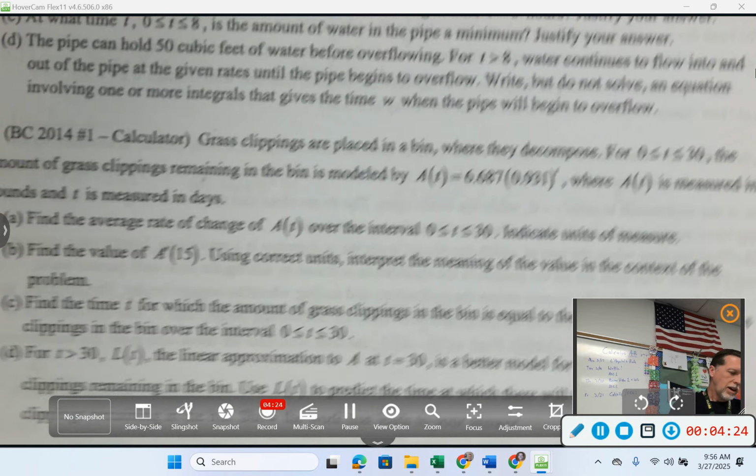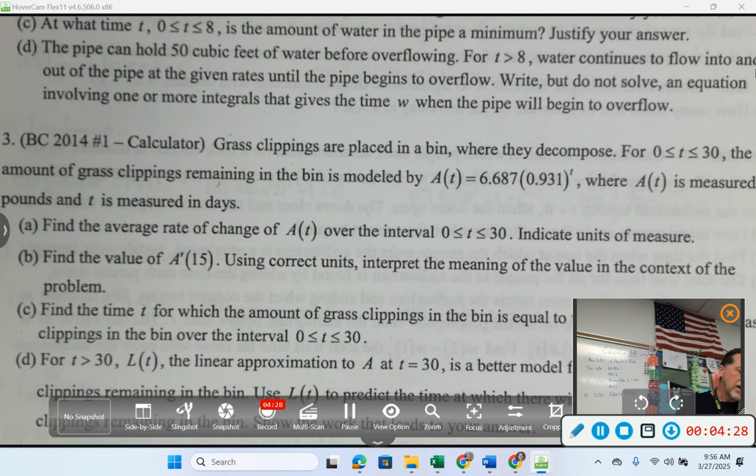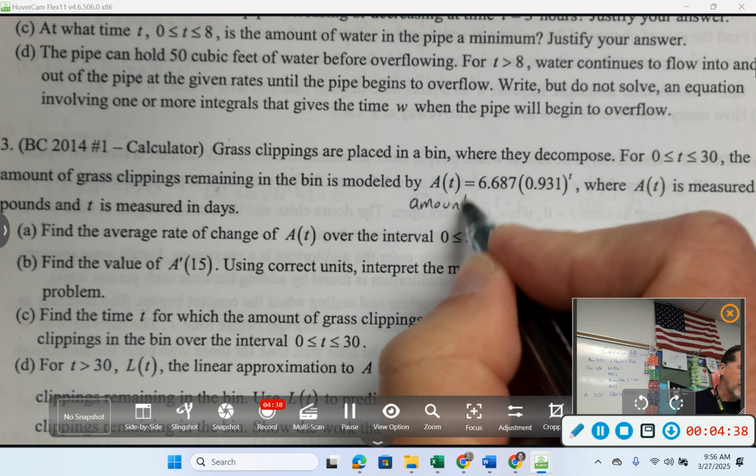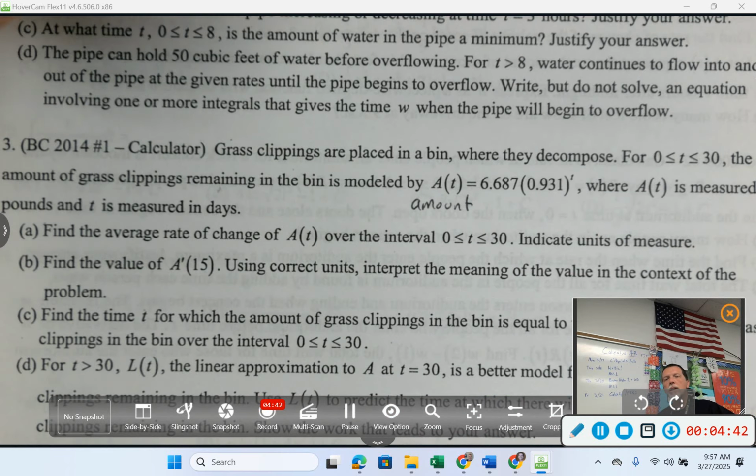Number 3. Grass clippings are placed in a bin where they decompose. The amount of grass clippings remaining in the bin is modeled by... Okay, this one's giving you the amount, and they're probably going to ask about the rate. So that one's sort of backwards. So be careful about, are they giving you the rate and asking the amount? Or are they giving you the amount and asking for the rate? Let's do number 1.